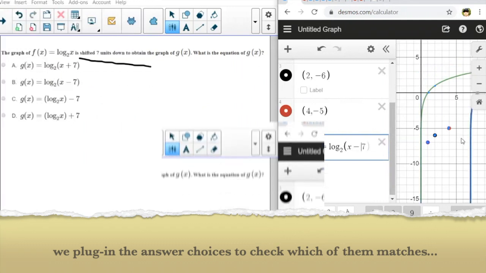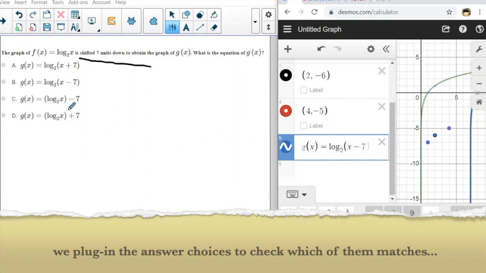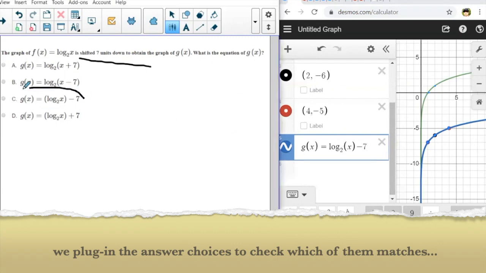Never. What about letter C? What is the difference between letter B and letter C? Oh, the negative 7 is found right there outside the parenthesis. We will try that, and you notice that the points here are actually touching the blue graph, which is letter C. So this is the answer. Therefore, C is the answer.